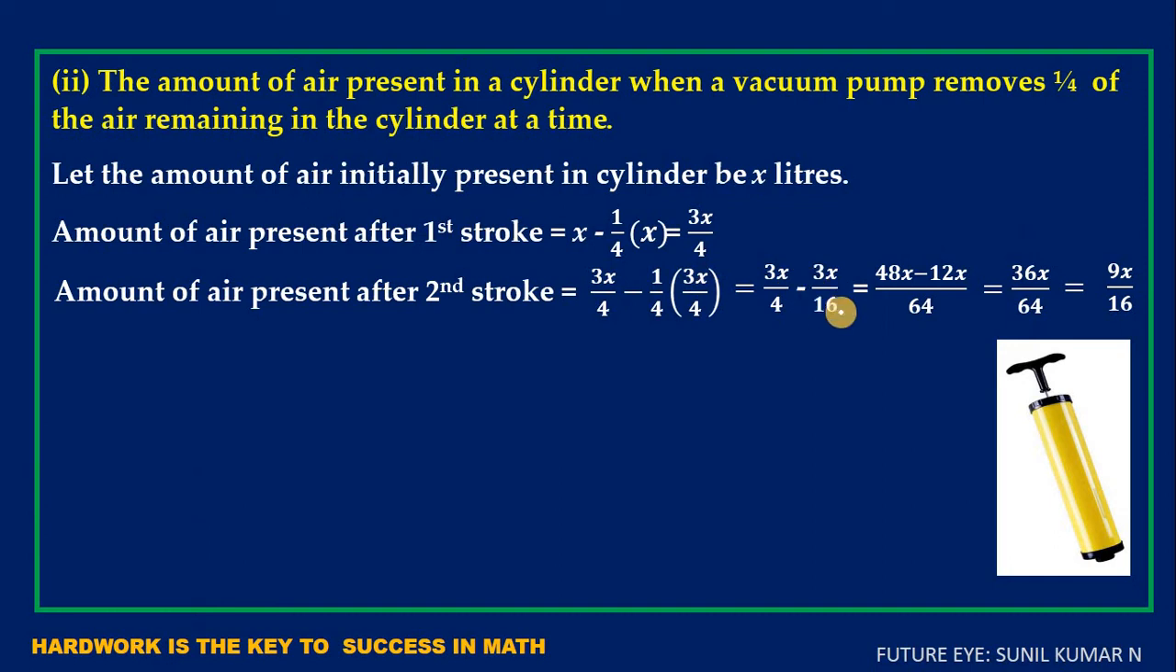Now here we have 3 values, children. So 3 values are enough to say whether it forms an AP or not. If we keep on continuing, it gets very difficult. So we can write the sequence now: x, 3x/4, 9x/16. Now the sequence is ready. Now we have to check whether it forms an AP or not.